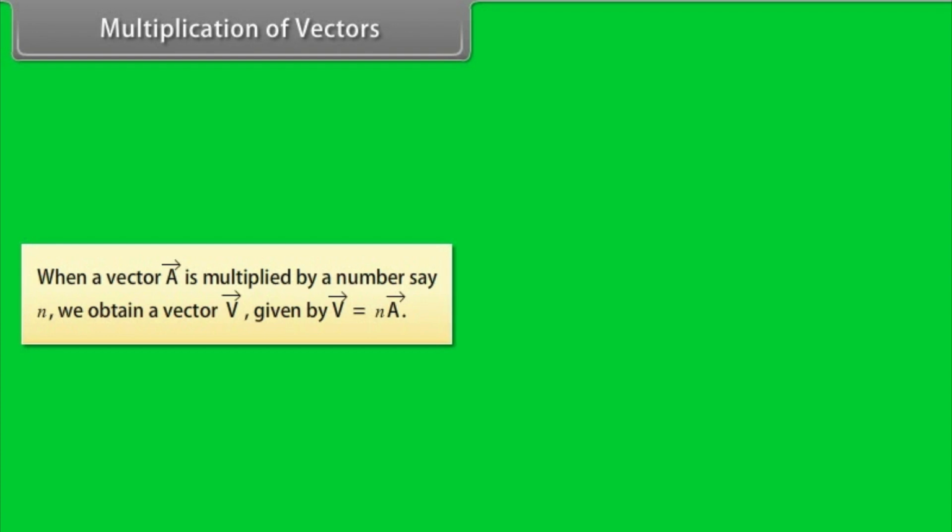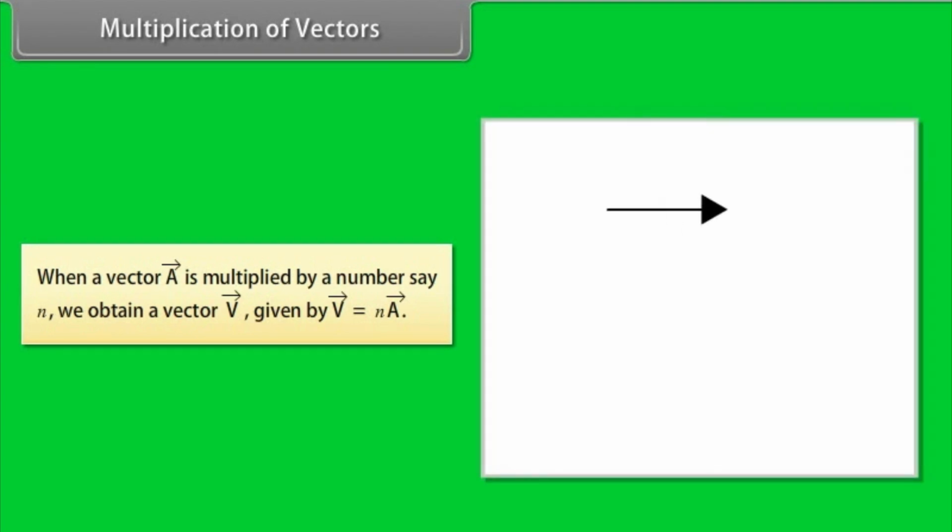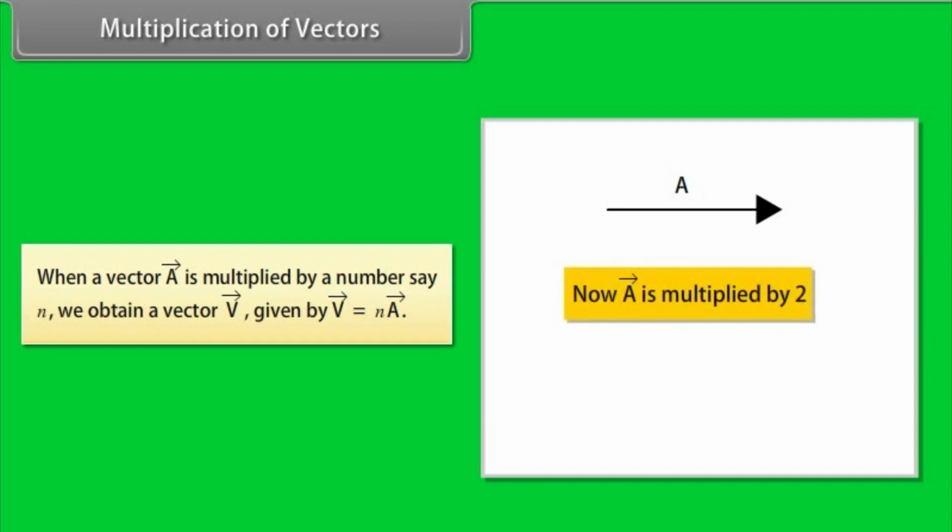Multiplication of vectors. When a vector A is multiplied by a number, say n, we obtain a vector V given by V vector is equal to n times A vector. Let's take an example. If a vector A is multiplied by 2, the resultant vector 2A is in the same direction as A vector and has a magnitude twice that of A vector.